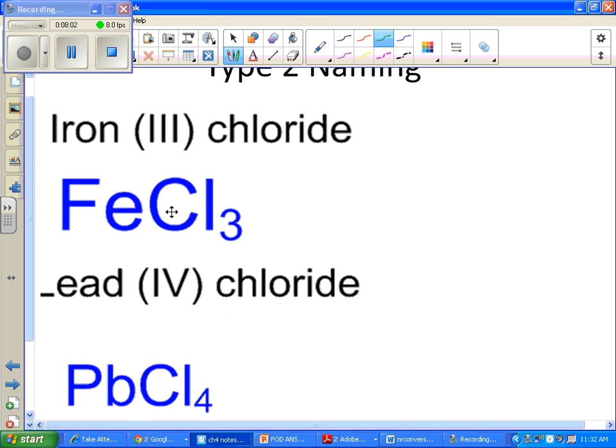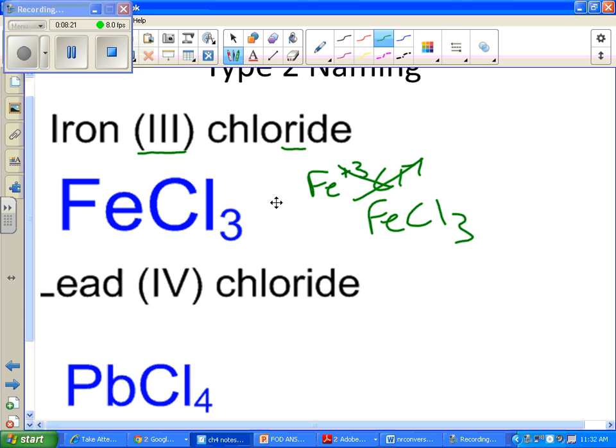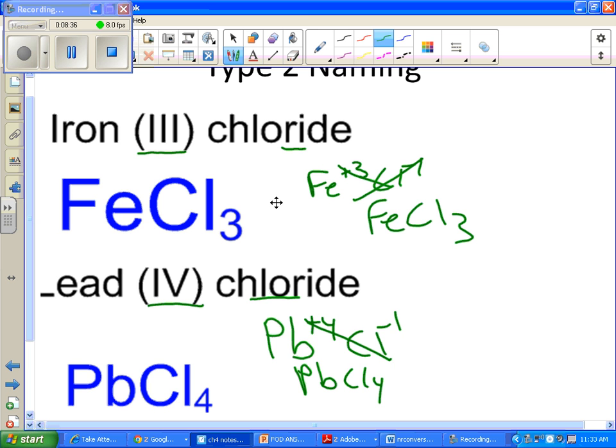Okay, now if you go in the reverse direction, how did we get FeCl3? This is coming from now that Roman numeral 3 means it's Fe plus 3. Chloride is Cl minus 1. Crisscross, FeCl3. And then last we have lead 4 chloride. So this Roman numeral means plus 4. Chloride is Cl -1. This is PbCl4 because of the crisscross. Do not write the 1s.